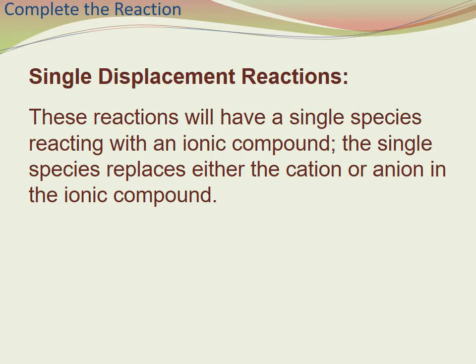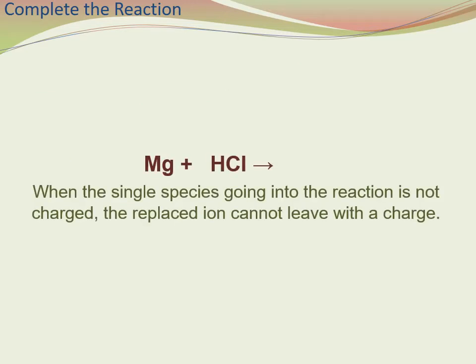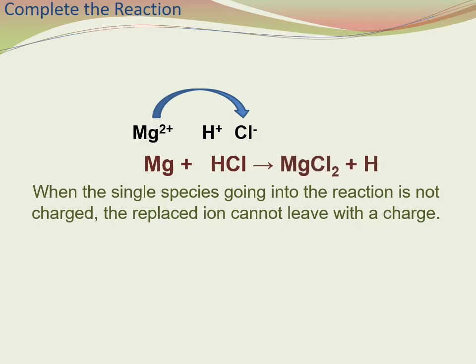Single displacement reactions. These reactions will have a single species reacting with an ionic compound. The single species replaces either the cation or the anion in the ionic compound. Let's say we have magnesium reacting with hydrochloric acid. If we look at magnesium on the periodic table, we see that it takes a +2 charge. And hydrochloric acid, from experience, we know is composed of H+ and Cl-. Well, if magnesium with a +2 charge is going to react with someone, it's going to be something with a negative charge. So the magnesium with a +2 charge is going to go with the chloride ion, forming MgCl2, which means the H will be displaced.